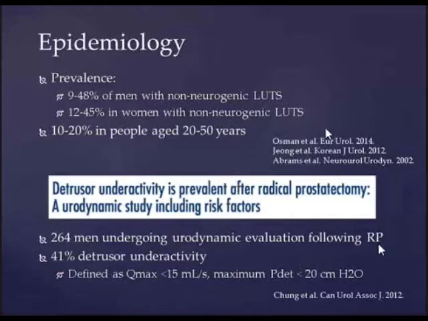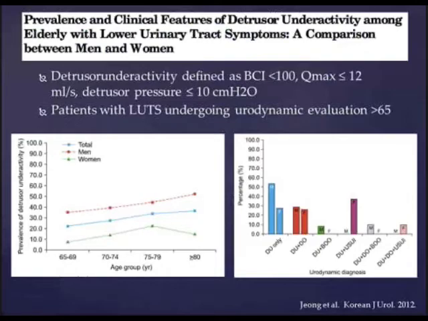I thought this one was good for the oncology guys. Detrusor underactivity is prevalent after radical prostatectomy. This particular study thought 41% of the patients they saw had detrusor underactivity, and you can see how they defined it there, and we'll talk about that.